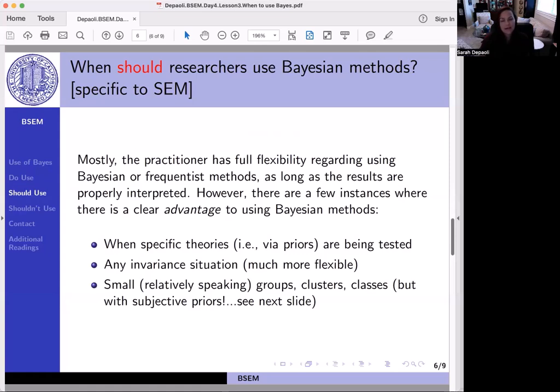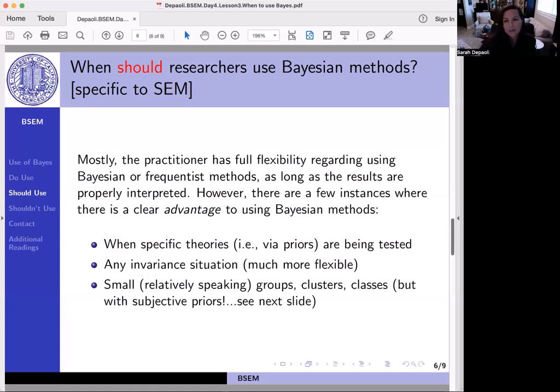The last point I have listed has to do with groups. If you have a relatively small group or cluster, if you're dealing with multilevel models, then Bayesian methods can really help in this situation. Anytime sample sizes are smaller, priors can help increase the information that's provided and you can obtain more accurate results. This is especially the case when you're looking at groups, in my experience.